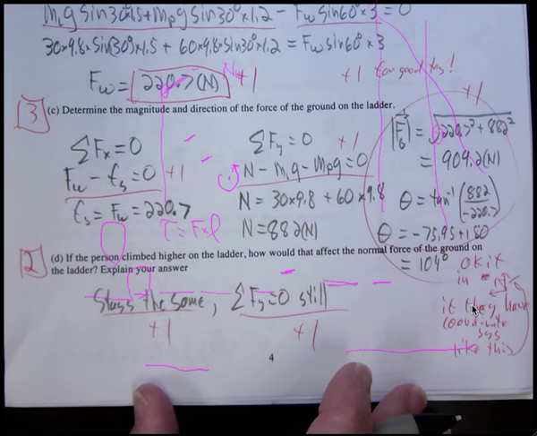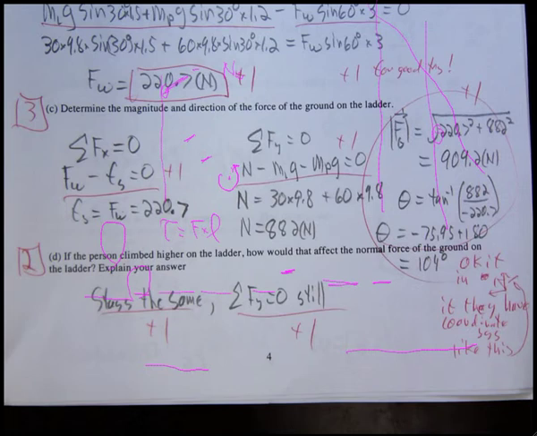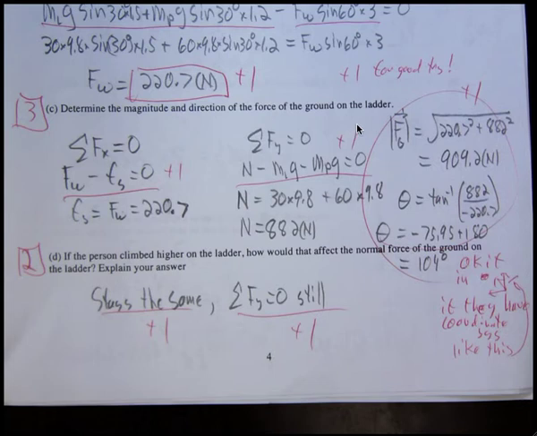And now we want to, well, let's erase this stuff. And so now we want to determine the magnitude and direction of the force of the ground on the ladder. So that sounds kind of strange. Force of the ground, what do they mean? Well, we had a homework problem like this. There's a ladder. You could think of these two forces on the ground, the normal force and the static friction, as components of the ground force.